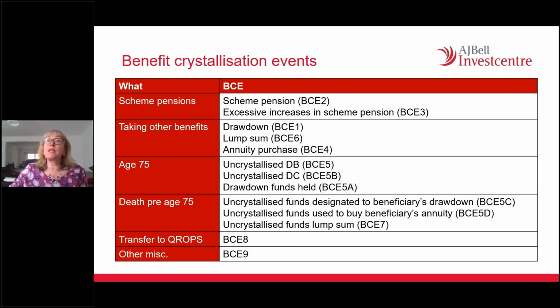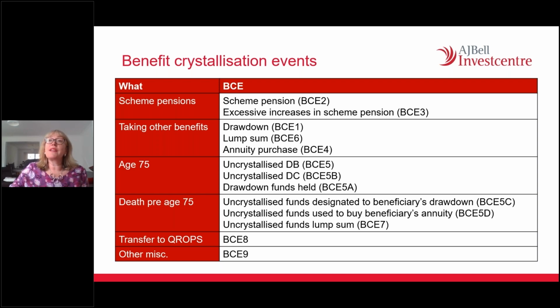Sometimes the defined benefit scheme will pay a separate lump sum on retirement, and sometimes it's commuted from the value of the pension. If it's a separate lump sum, then it will be counted as BCE number 6. And if it's commuted, then you just count the value of the starting pension before it's reduced.